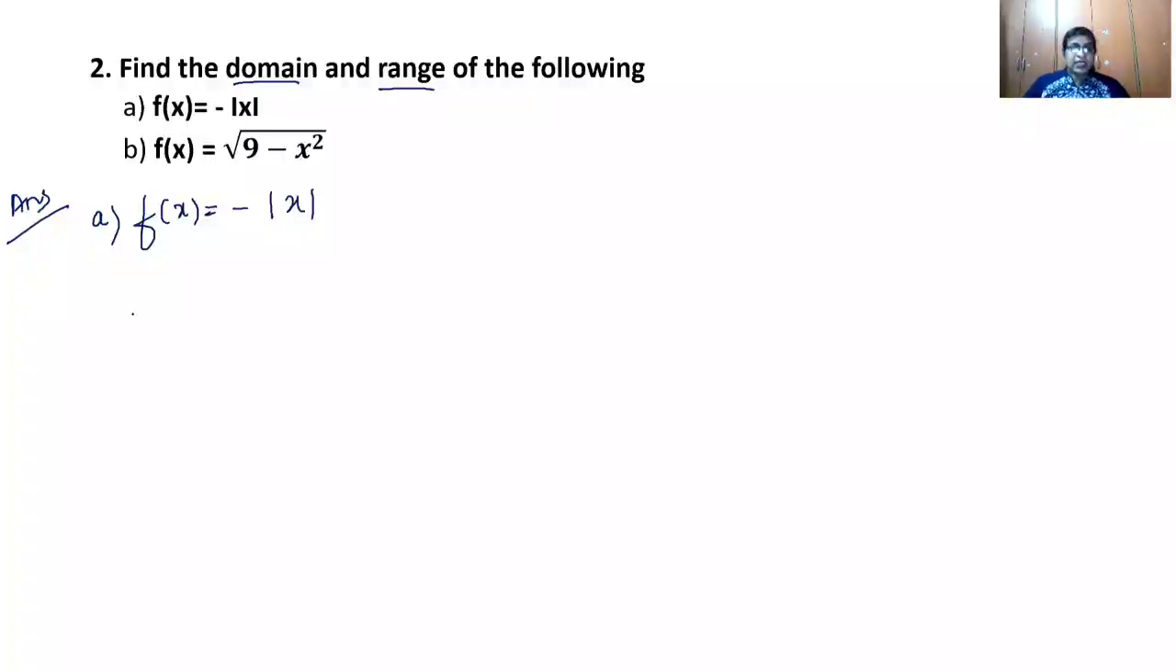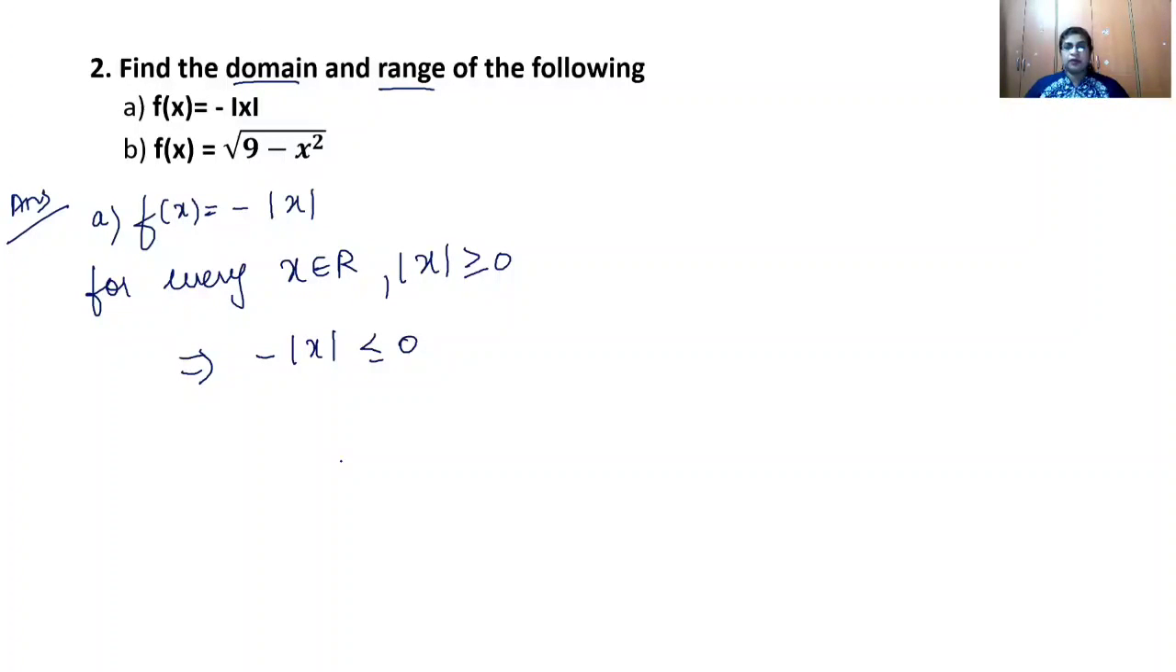Okay, so let us write here: for every x in the real numbers, x belongs to R, modulus of x is always either 0 or greater than 0. Now we have minus modulus of x. So what will happen if I multiply with minus? The inequality should change its sign, so this is less than or equal to 0. Who is this minus of modulus of x? It is f of x. So you have f of x less than or equal to 0. Here you have a negative number less than or equal to 0.